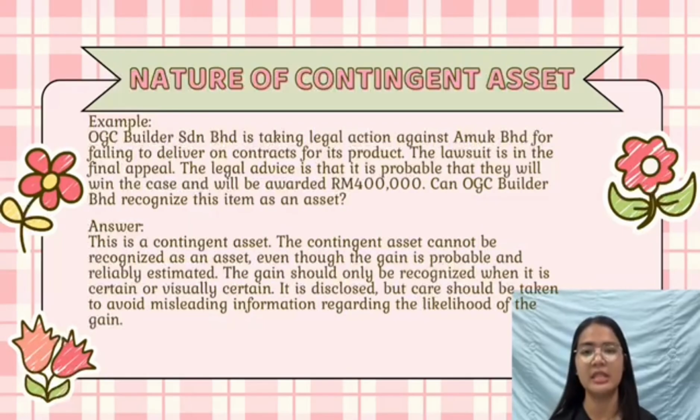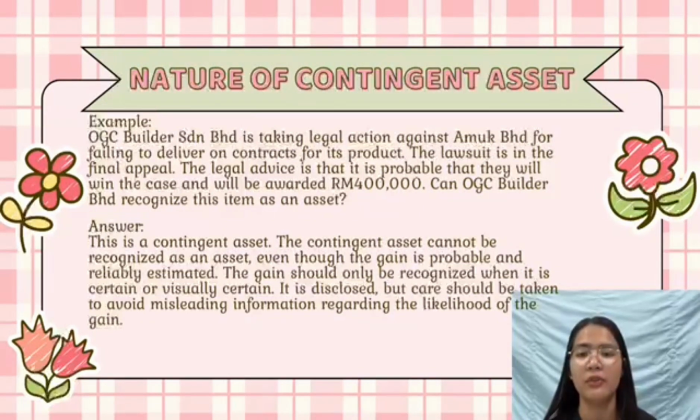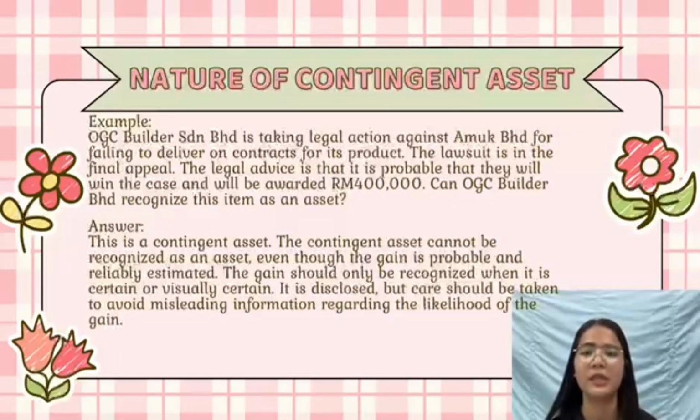Nature of contingent asset. For example, OGC Builder Sendirian Berhad is taking legal action against Amok Berhad for failing to deliver on a contract for its product. The lawsuit is in the final appeal. The legal advice is that it is probable that they will win the case and will be awarded 400,000 ringgit. Can OGC Builder Berhad recognize this item as an asset? The answer is this is a contingent asset.